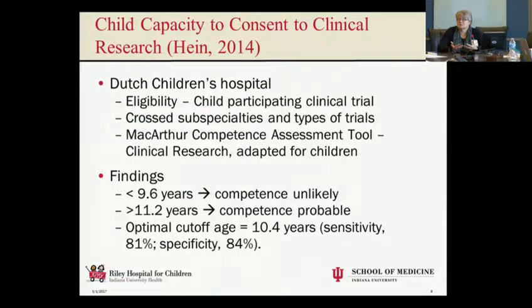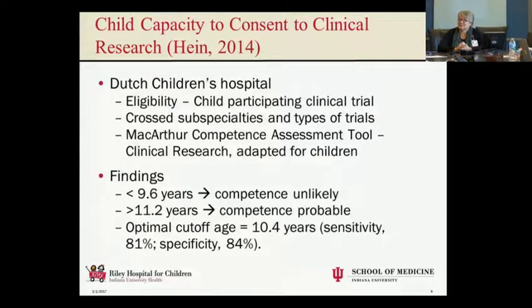And what this Dutch group found was in kids under 9.5, competence was unlikely. In kids over 11, competence was probable, and the optimal cutoff, statistically speaking, was about 10.5 years of age. So what they're saying is that by about, at least 11, by 10.5 to 11, young people can understand, reason, appreciate how the research would affect them themselves, and make a voluntary choice. We're not talking about optimal decision making, but we're talking about sort of threshold decision making. Can they make decisions the same way adults can?